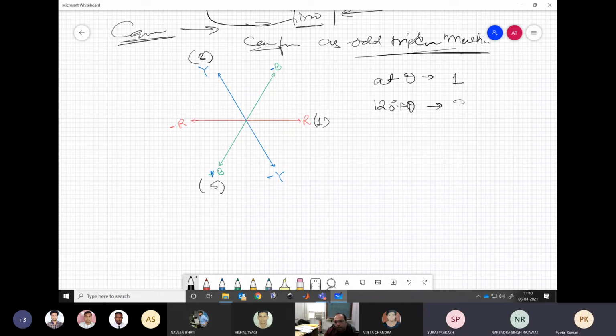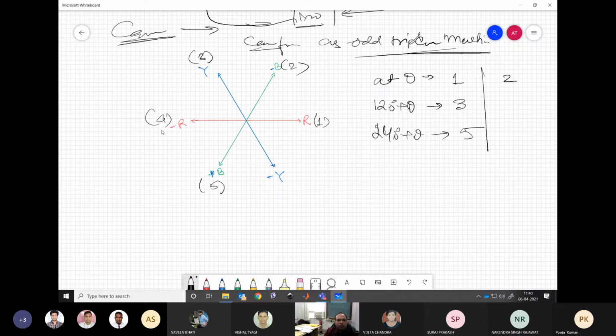Yes. And then further at 240 degree plus theta, what we should have? 5. Similarly, if we have applied 2 at a particular theta, what we should have at 120 plus theta? 4. And what we should have at 240 plus theta? 6.